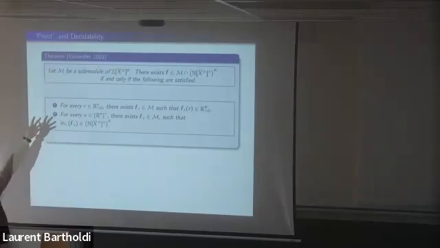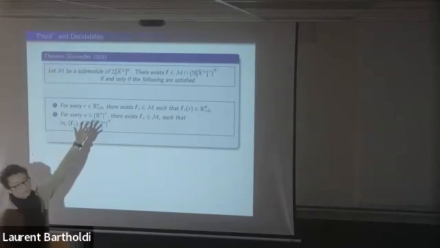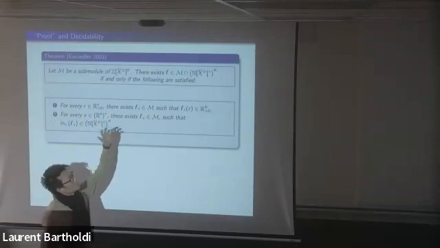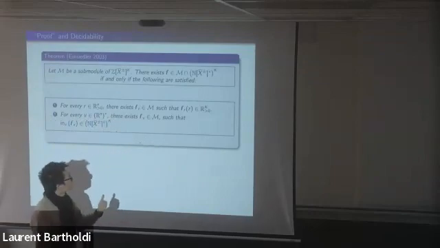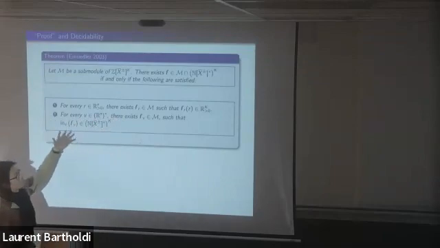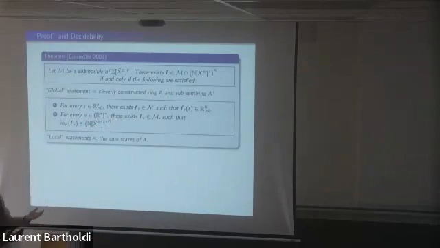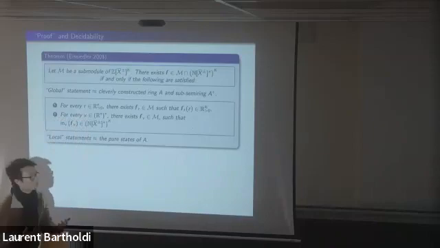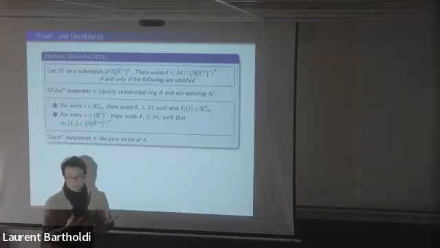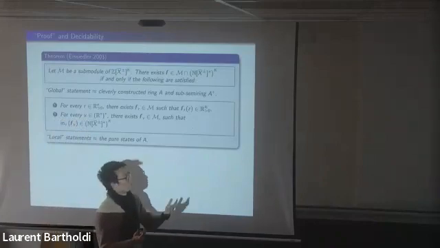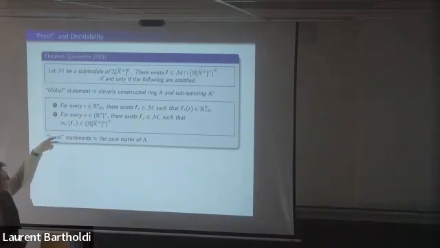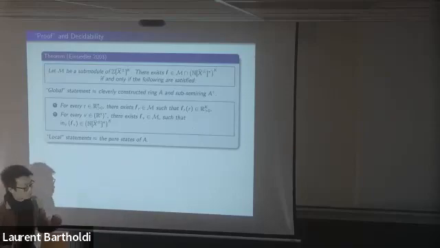So we have a global part saying that a submodule of Z[x] to the power k has an element that has only positive coefficients. And we have a local part that says, okay, at every evaluation, this module contains a positive coefficient. So this is some abstract nonsense, but the global statement would correspond to a cleverly constructed ring A of rational functions and a cleverly constructed sub-semi-ring of A. And the local statements would correspond to the pure states of A, because we recall that pure states are ring homomorphisms, so they correspond to evaluations of rational functions.